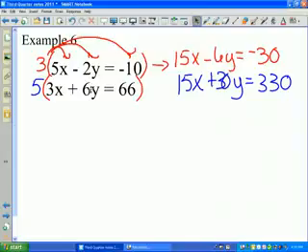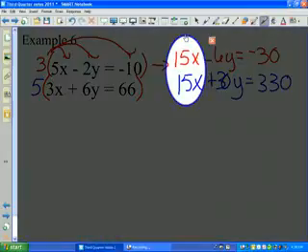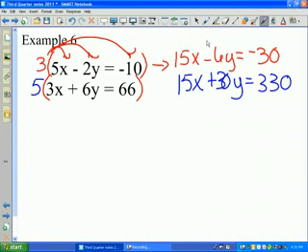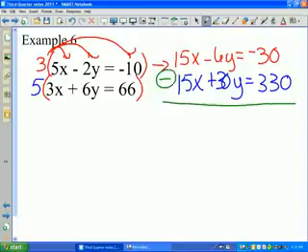So now, since we did that multiplication, looking at my x's, I have 15x and 15x. Do they both have the same sign? Yes. So we have same number, same sign. We should be subtracting. So I write my subtraction sign, put a circle around it as a reminder. So right away, my 15x's are canceling out.